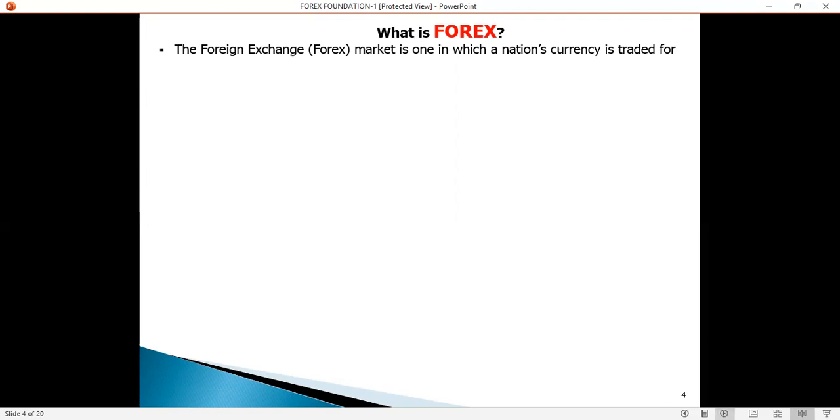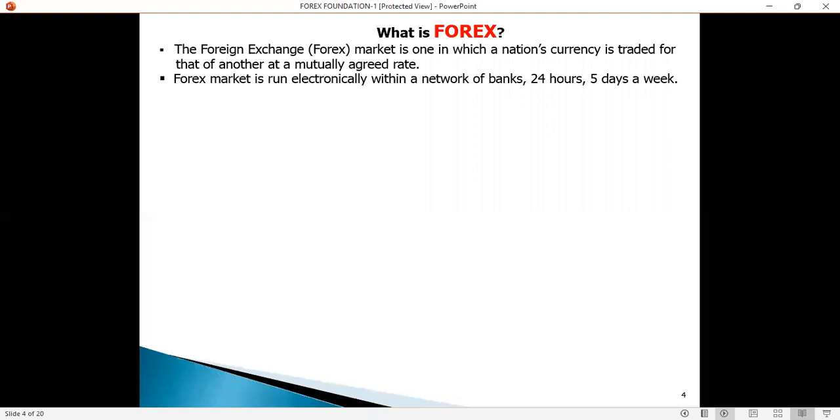So what is Forex? The foreign exchange market is one in which a nation's currency is traded for that of another at a mutually agreed rate. Let me explain a little about this. There can never be the word Forex without two countries. The word foreign exchange can never come into life without the presence of two countries. So for Forex to take place, it is a mutually agreed rate between two countries' currency.